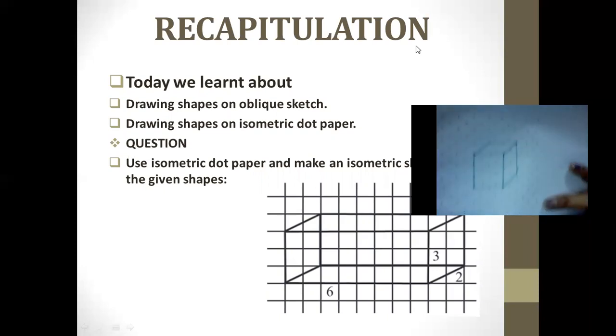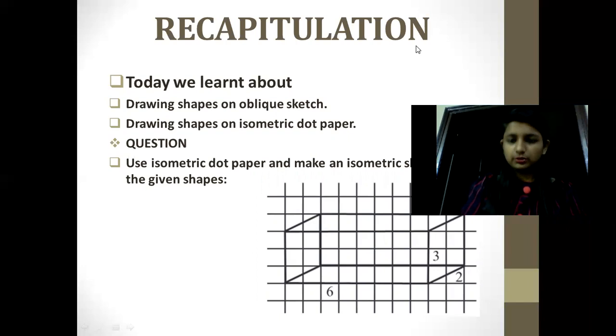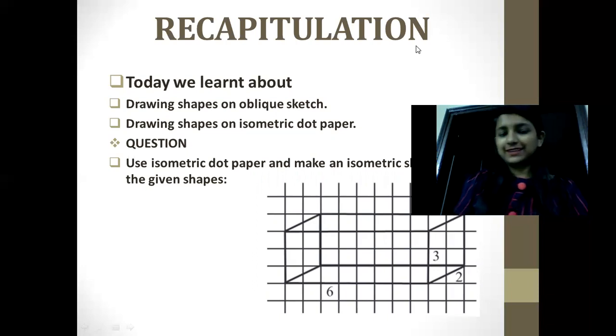So these were the dotted areas where we can draw this kind of image, or whatever you want to draw. After that, there is a question in front of you that is quite simple. I have already drawn that oblique sketch. You can also draw the same in your notebook. So this is what we have done today.